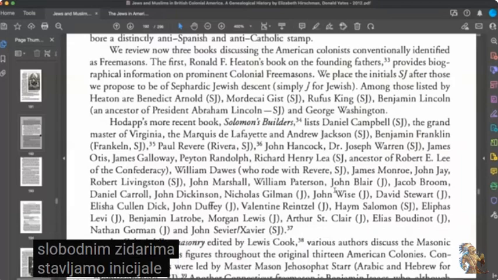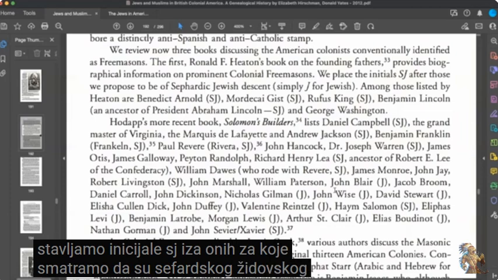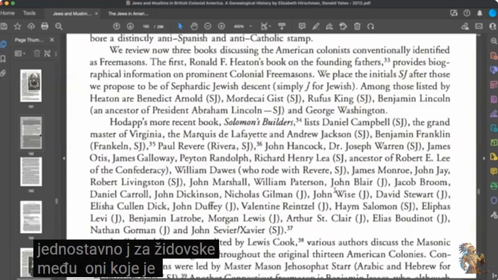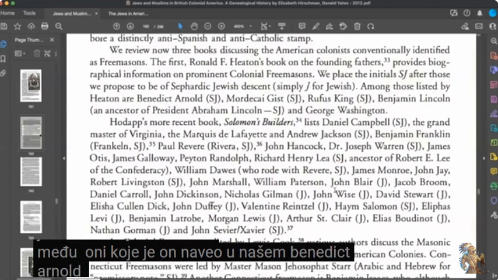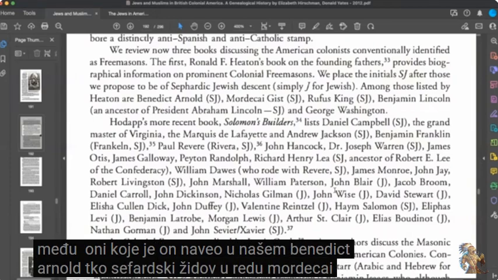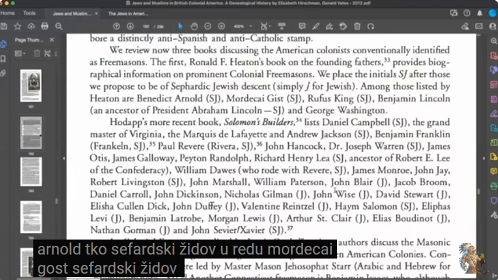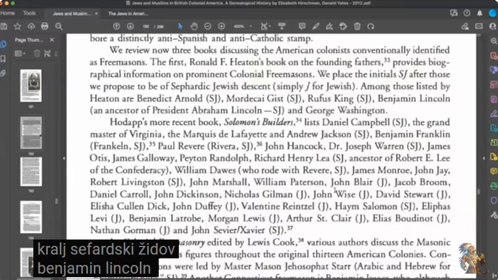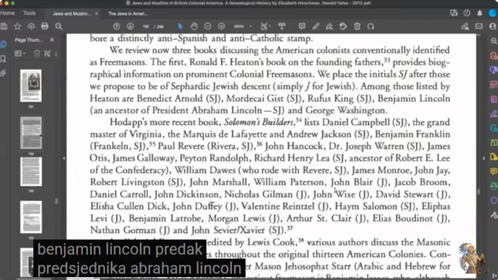We place the initials SJ after those we propose to be of Sephardic Jewish descent, simply J for Jewish. Among those listed by Heaton are Benedict Arnold, who's a Sephardic Jew, all right? Mordecai Gist, Sephardic Jew. Rufus King, Sephardic Jew. Benjamin Lincoln, an ancestor of President Abraham Lincoln.